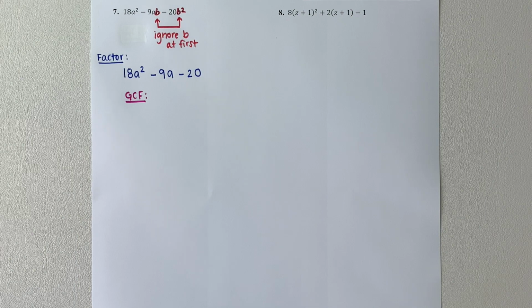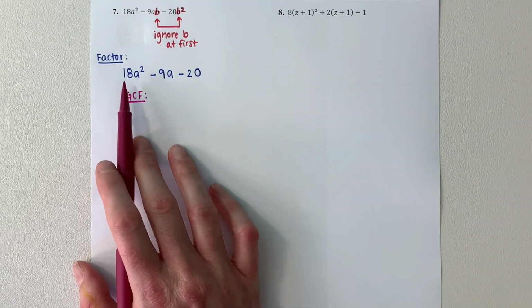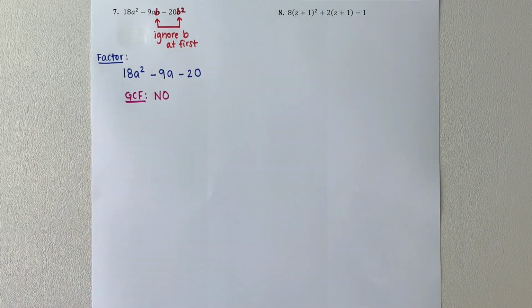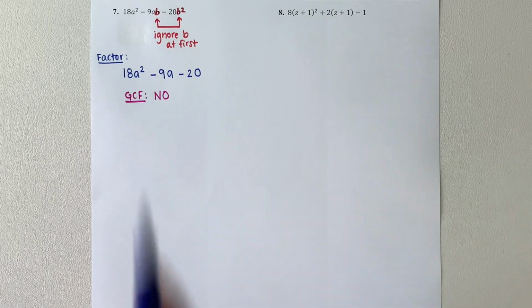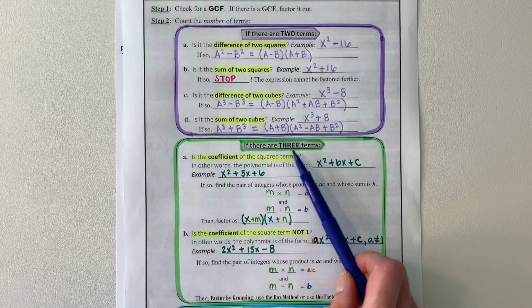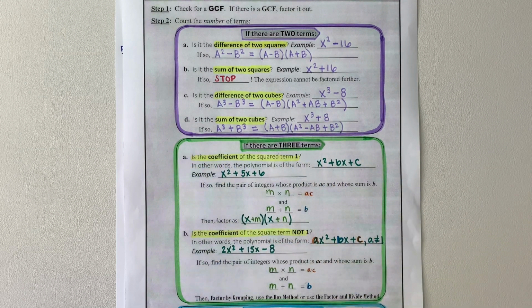The first step when you start the process of factoring is to check for a greatest common factor. There is no number other than 1 that multiplies evenly into 18, 9, and 20, so there is no greatest common factor here. Next, we have to decide what strategy we use to factor this. To help us decide, we need to count the number of terms. This problem involves 1, 2, 3 terms. So for problems involving 3 terms, we follow the instructions in this green box here.